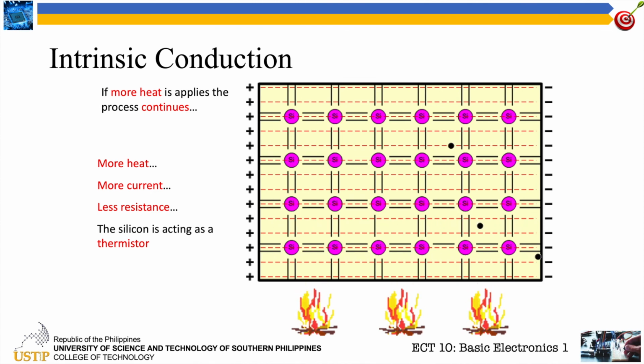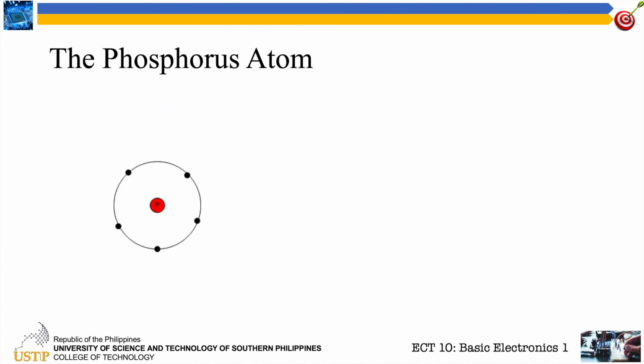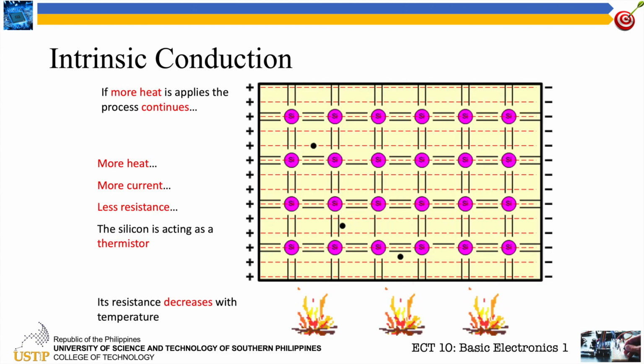I hope you understand our first part of our discussion. Later, in the second video, we're going to show what happens to our silicon material if we dope it with other types of chemicals, other types of elements. Later I will show you.